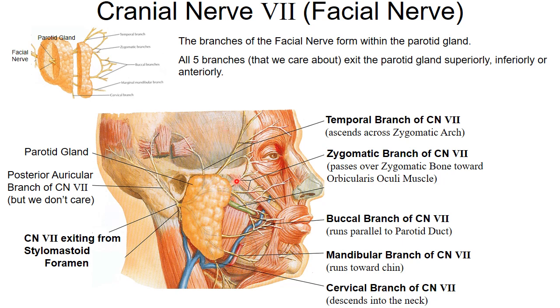This guy right here is going to cross over the zygomatic bone right here. There's a zygomaticus major muscle.